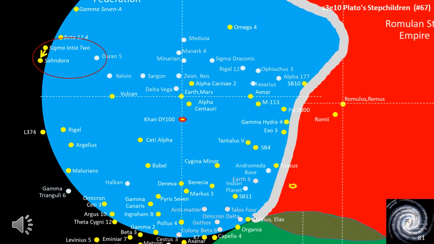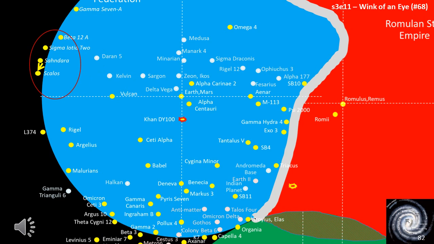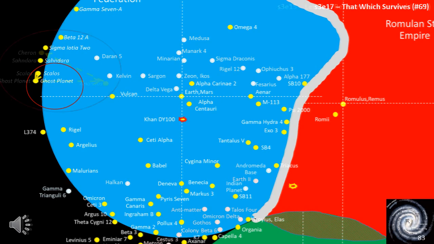In Plato's Stepchildren, the Enterprise comes across the planet Sandara, an alien planet. This would have been outside Federation space as well. In a wink of the eye, we travel to the beautiful planet of Scarlos, which appears to have no inhabitants. In the episode That Which Survives, the Enterprise discovers an unusual artificial world, which I'll call Ghost Planet. This was built by a now extinct race, and as the other three planets, is outside of Federation space.